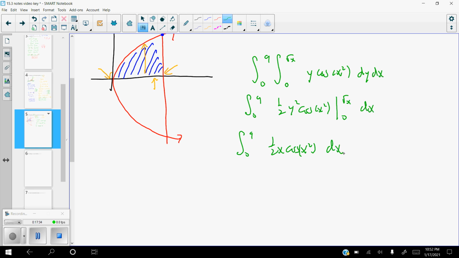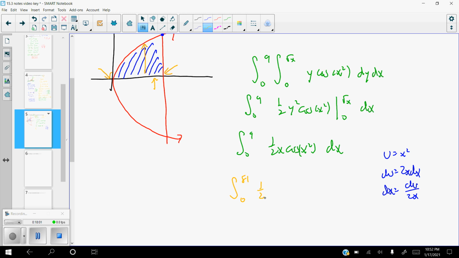Now we can do this with a relatively simple u substitution. U will be x squared. Du is going to be 2x dx. So dx is going to be du over 2x. All right, so let's see what we get now that we've done the u substitution. So I'm going to change the bounds. We're going to have 0 to 81, plugging in the 0 and the 9.